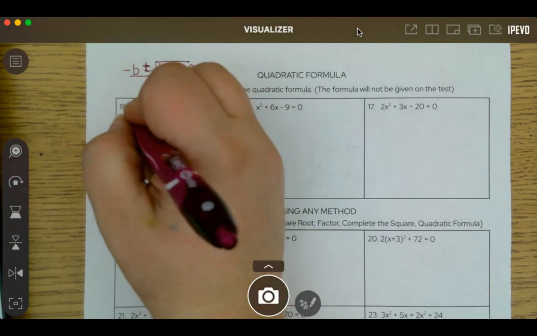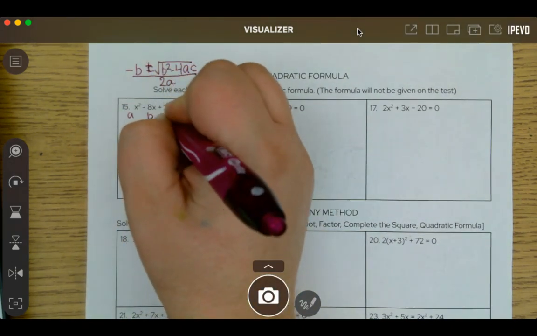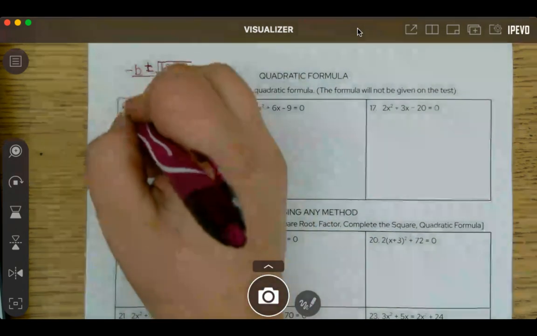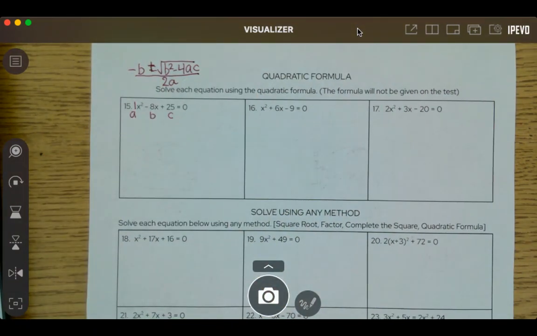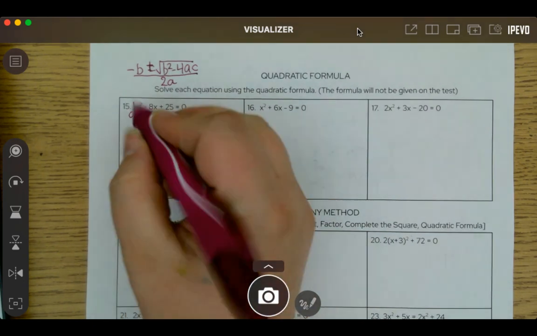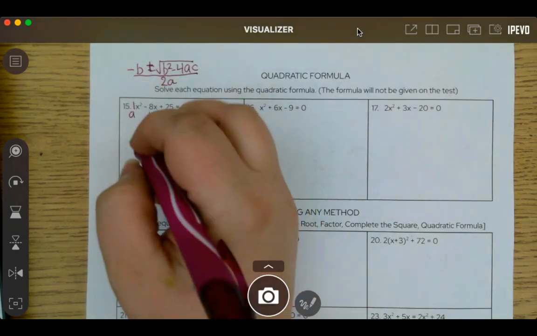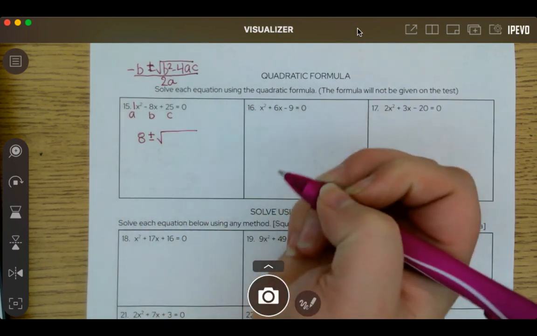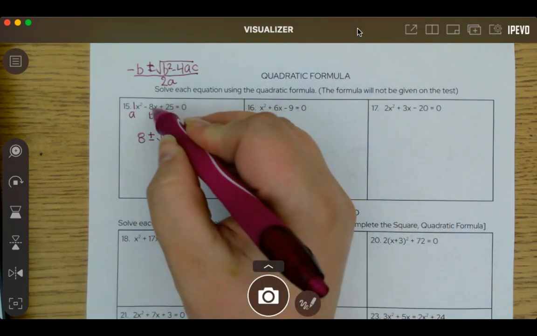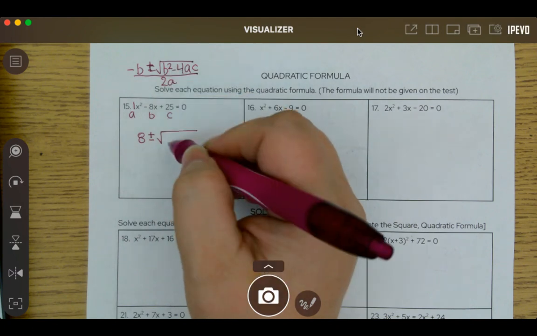Okay, a is the number in front, b is the number in the middle, c is the last number, meaning a is 1, b is negative 8, and c is 25. Plug them in. So negative 8 is going to be positive 8, plus or minus the square root. I'm just going to go ahead and square this as I write it down, guys.